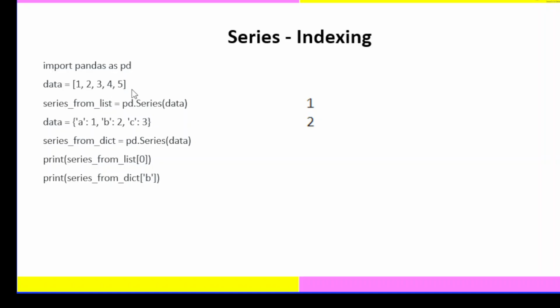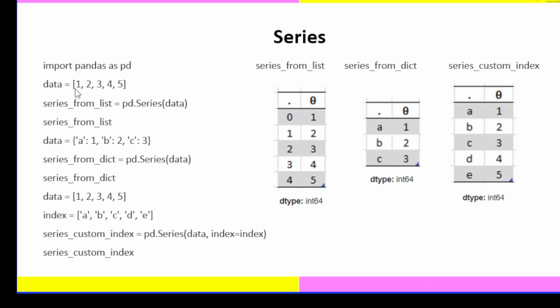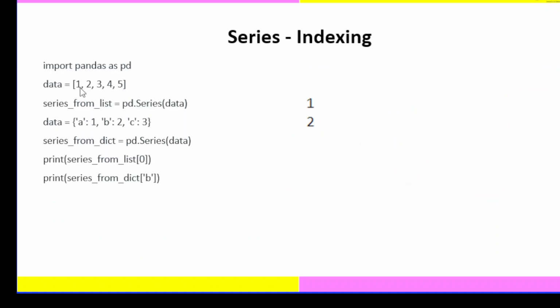In my list I have 1 2 3 4 5. In the previous slide, what you could see is series from list, 1 2 3 4 5. So the zeroth index is nothing but 1. So print of series from list of 0 is nothing but 1.